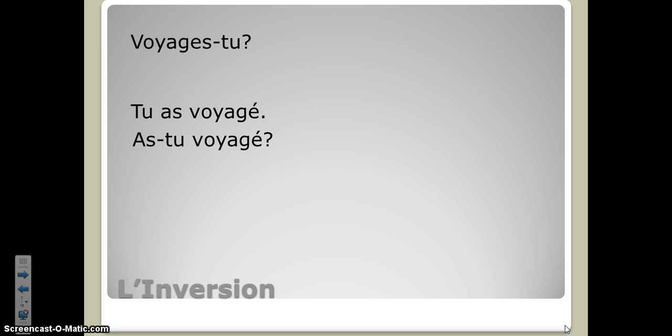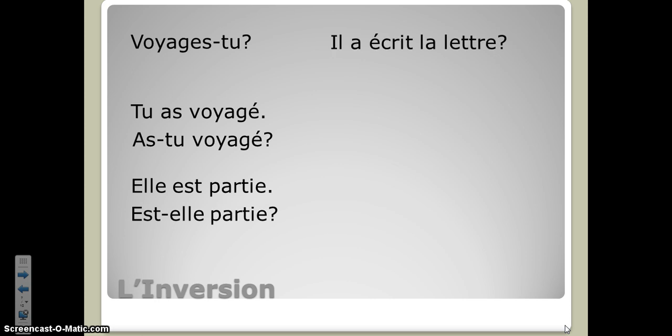So notice I'm going to move the subject pronoun behind the helping verb. As-tu voyagé? Just look at a couple more examples. Elle est partie. Est-elle partie? Il a écrit la lettre. And notice for this one, we still move the il behind the helping verb, except we have two vowels, and so this is where you see that t come in. A-t-il écrit la lettre?